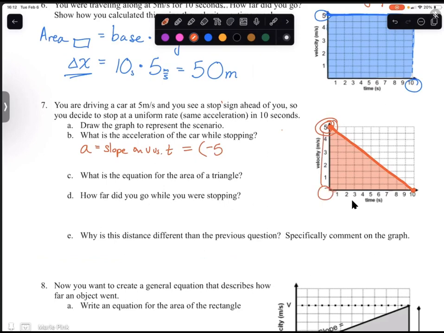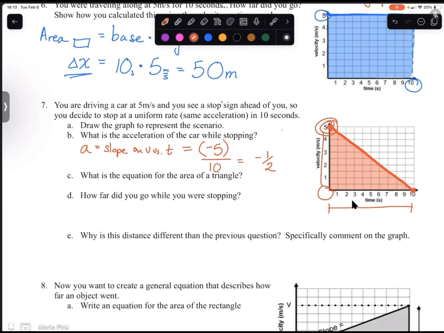And that'll be divided by how much I went over, which is 10 seconds. So I will get a slope of negative 1/2. Now be careful that you don't do 1. You cannot just count boxes. You actually have to pay attention on this graph to what the scale is.